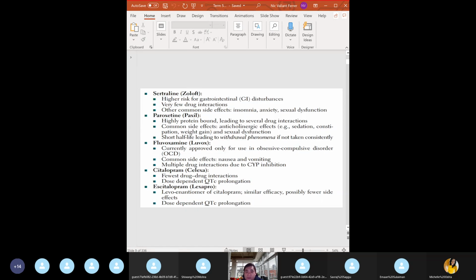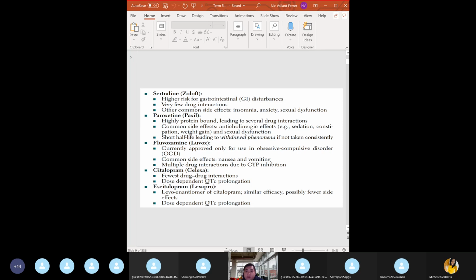How about Zoloft? Zoloft, or sertraline, high yield, GI disturbance. The most common side effect is GI. Others: insomnia, anxiety, and sexual dysfunction. Paroxetine, Paxil, highly protein bound. High yield, the most common side effects are anticholinergic effects and sexual dysfunction. This has the shortest half-life out of all your SSRIs, leading to withdrawal phenomena if not taken consistently.